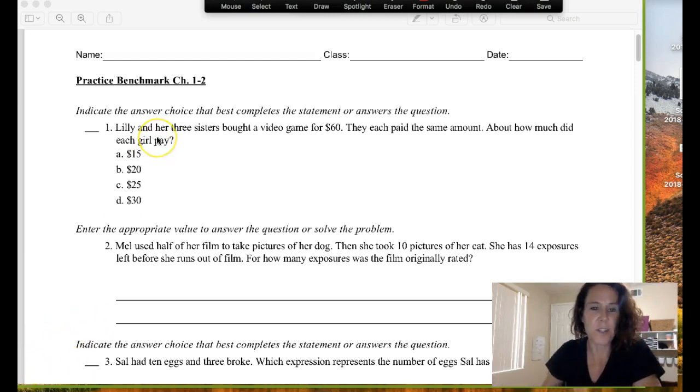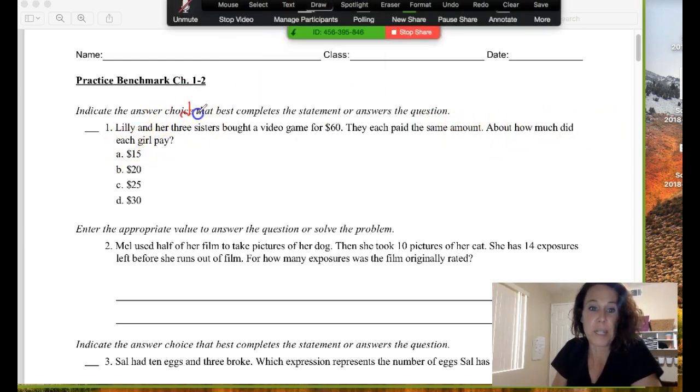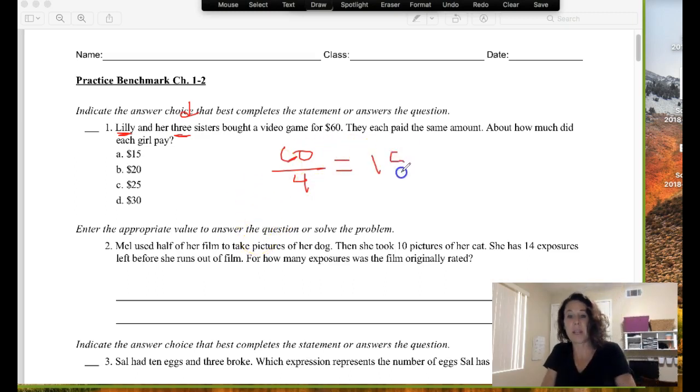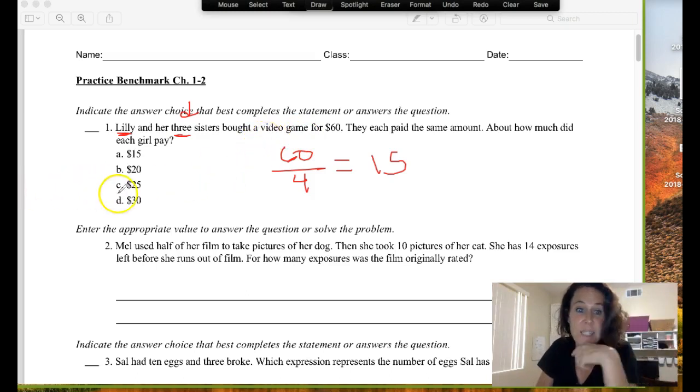All right, the first one. Lily and her three sisters bought a video game for $60. They each paid the same amount. How much did each girl pay? Now, a common mistake is you see 3, so you think, oh, 60 divided by 3, but it's Lily and her three sisters, so there's 4 of them. So I'm going to go 60 and divide that by 4. If I do 60 divided by 4, I'm going to get about 15, and you can count out by 15: 15, 30, 45, 60. So it would be A.